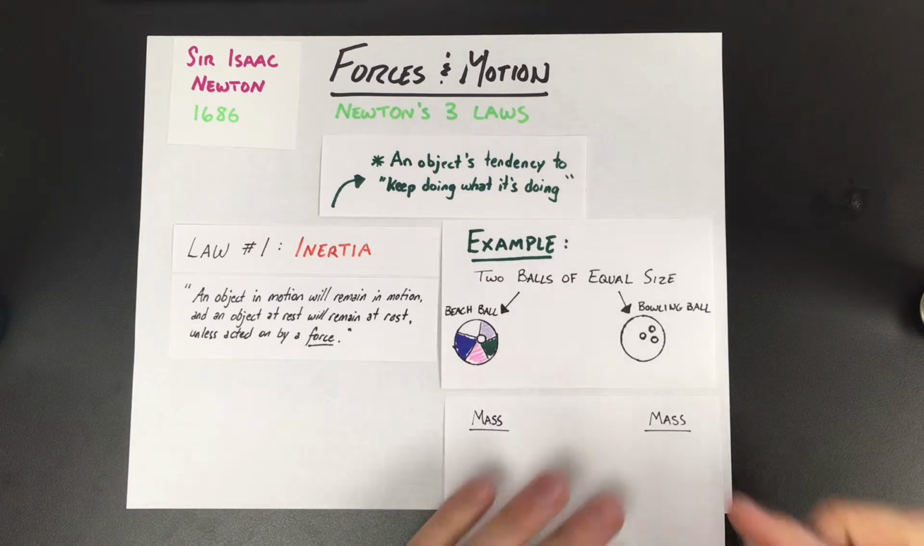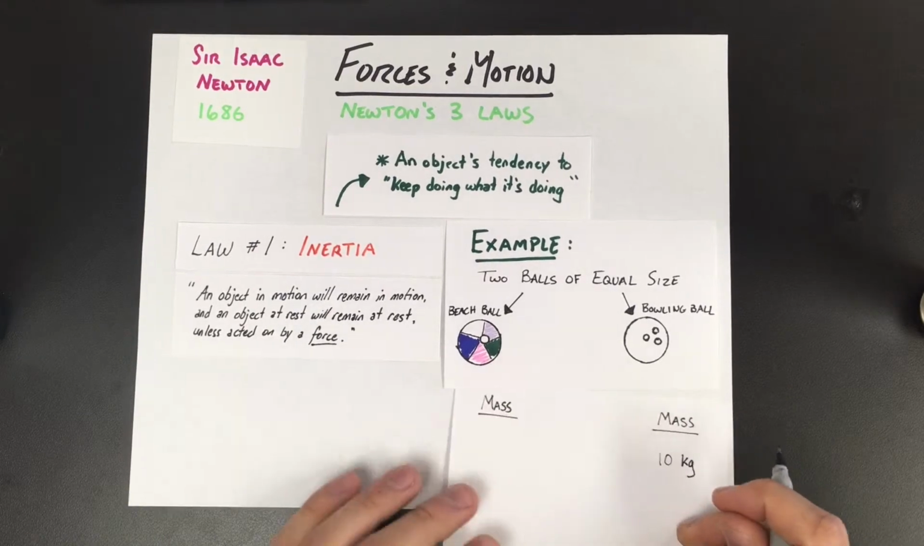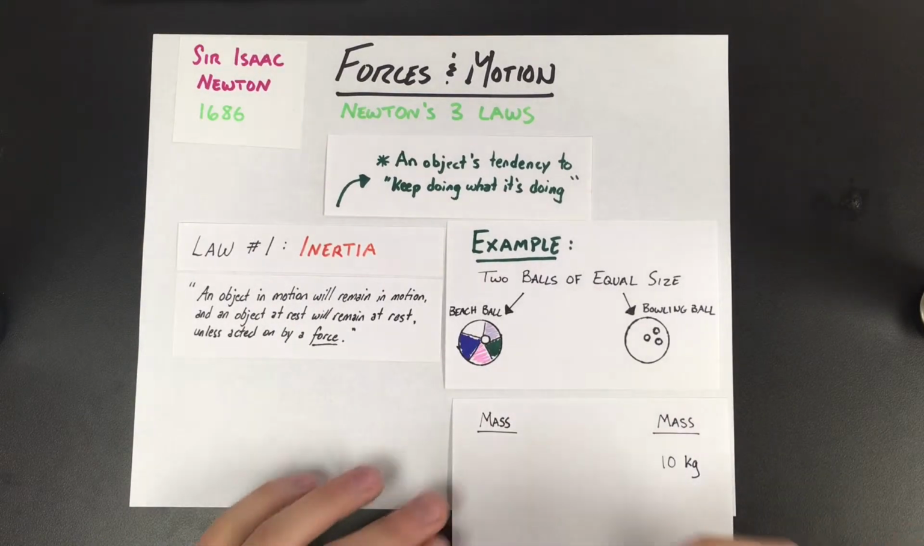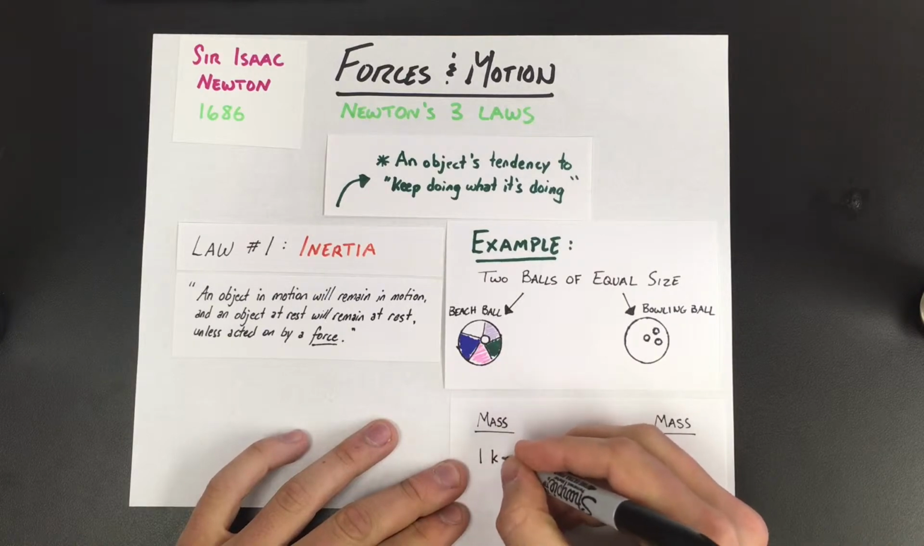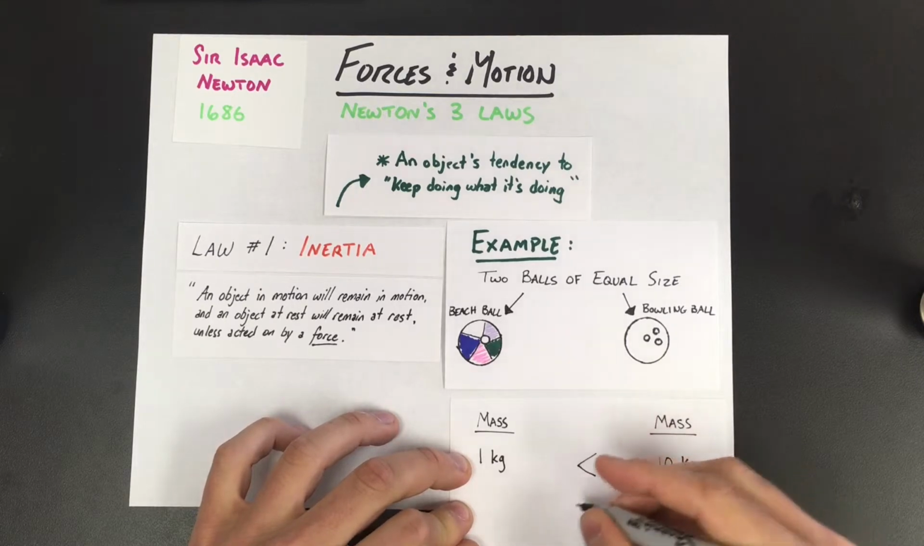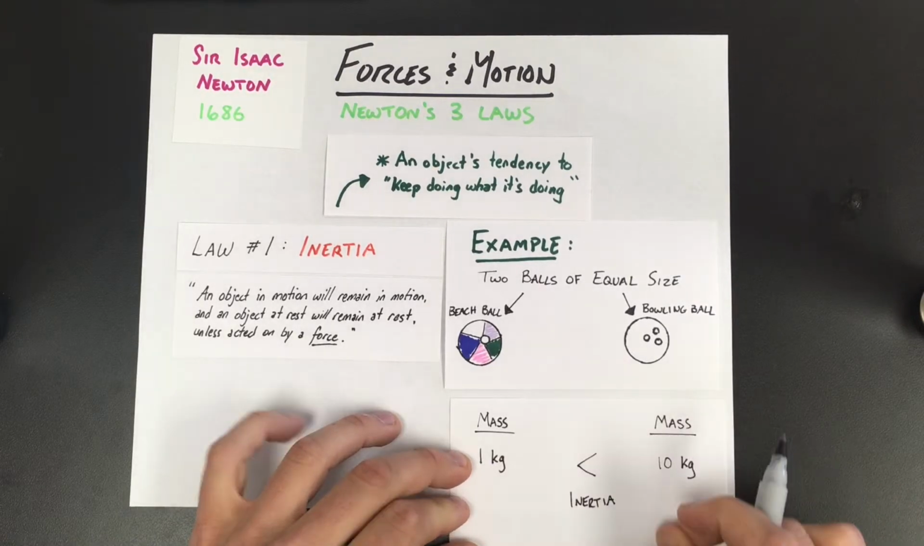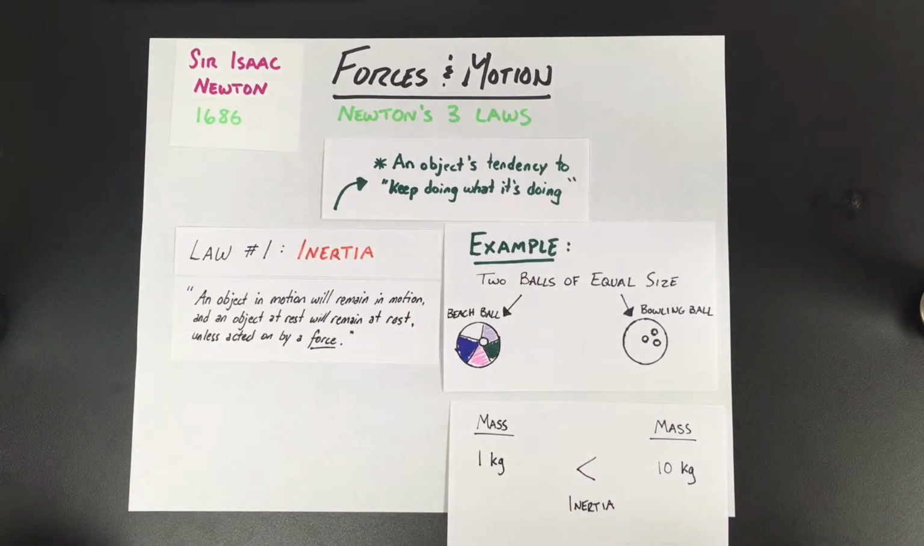And if the bowling ball has more mass, let's say 10 kilograms, and the beach ball only has 1 kilogram, we would say that the bowling ball has greater inertia. It has greater inertia. And we can say this because the bowling ball has more mass, right? It's going to be harder to get the bowling ball to move, and it's going to be harder to get the bowling ball to stop because it has more mass than the beach ball.